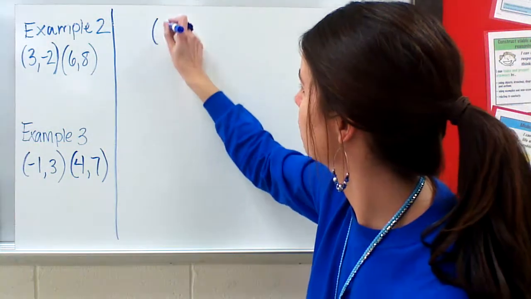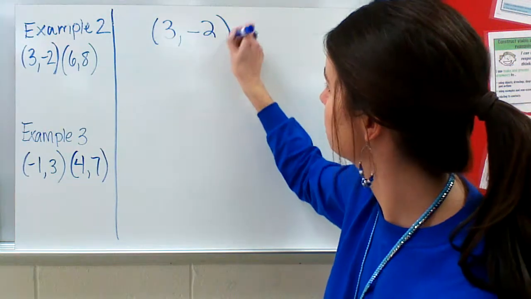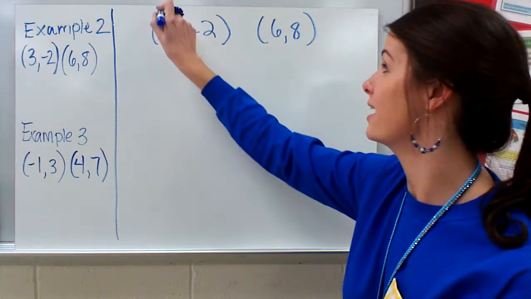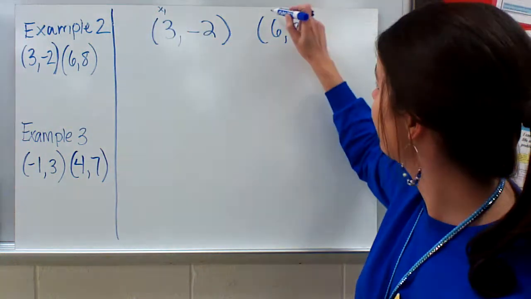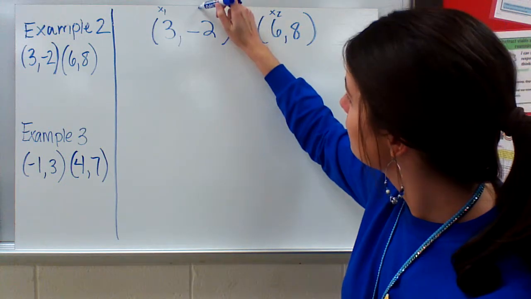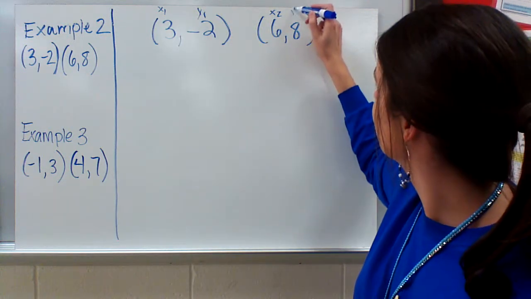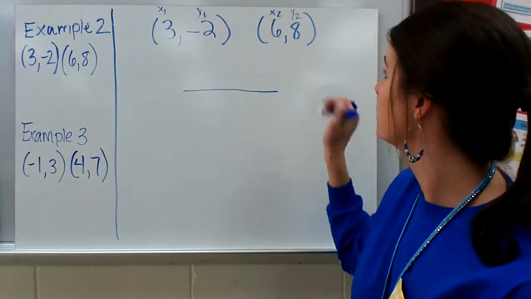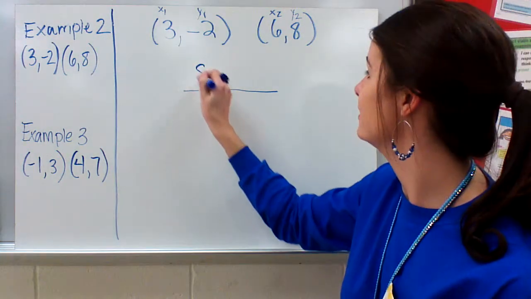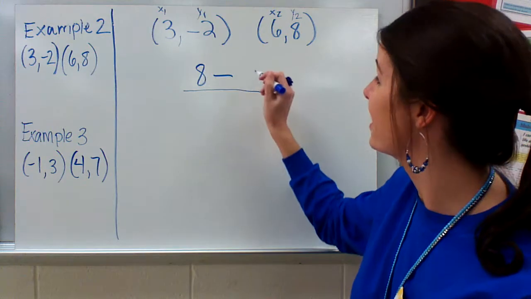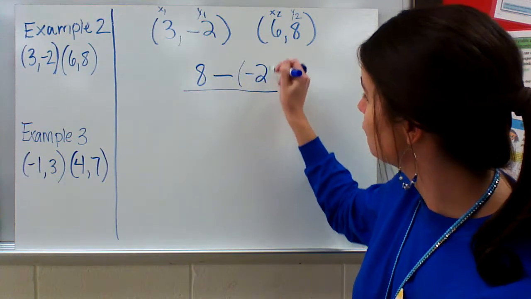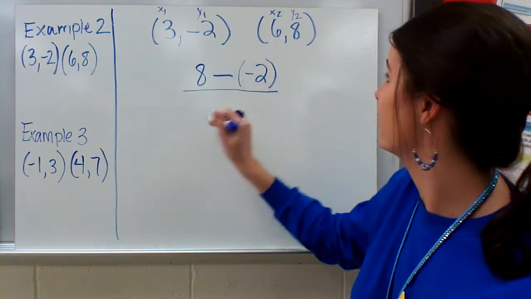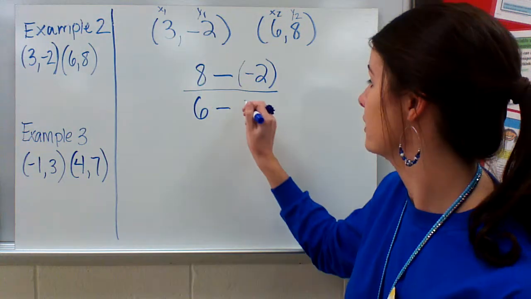So we have the points (3, -2) and (6, 8). Okay, I'm going to label, this is x sub 1. This is x sub 2. This is y sub 1 and y sub 2. Okay, remember our formula, you take the second y, 8, and subtract the first y, which is -2. It's good to put it in parentheses when you have 2 signs. Okay, then we're going to take our second x and subtract our first x.